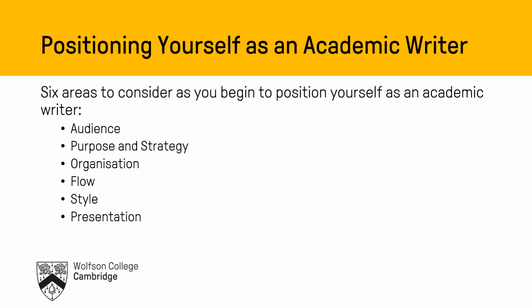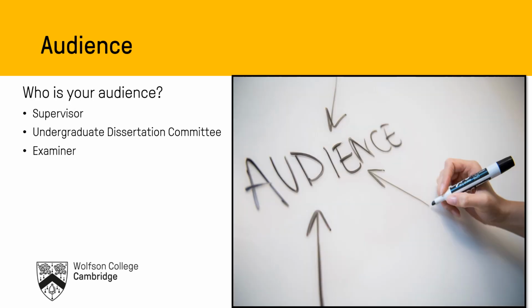As you begin to position yourself as an academic writer, we'll consider six areas that are important. First will be audience, then purpose and strategy, organization, the flow of your writing, style, and its presentation. In many cases, when we think about writing, it's helpful to have a person firmly in mind as you plan, compose, review, and edit your writing.